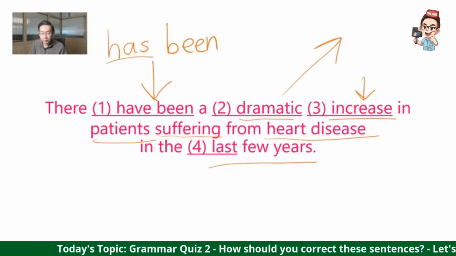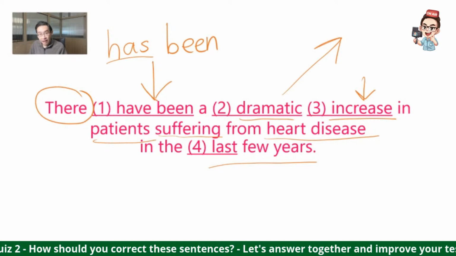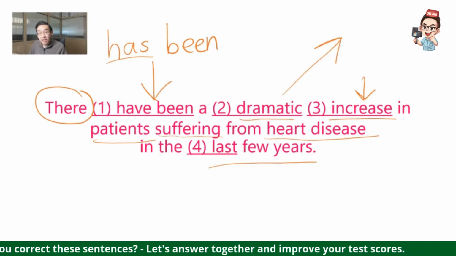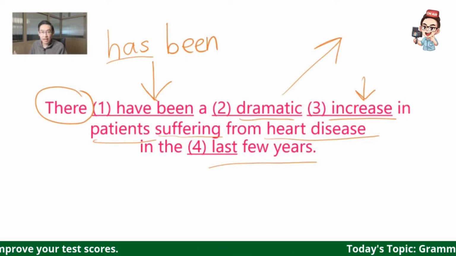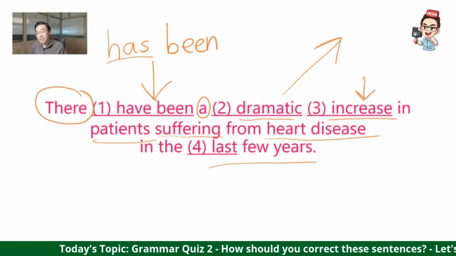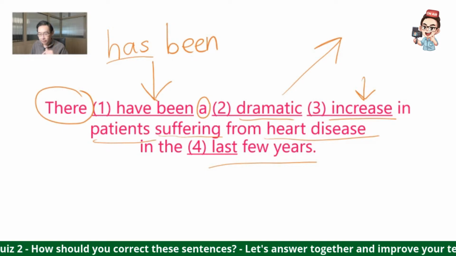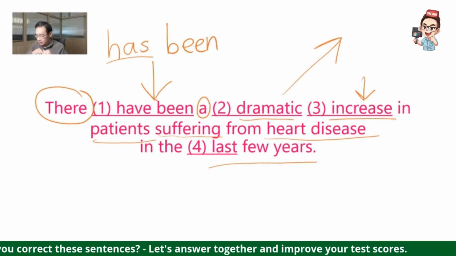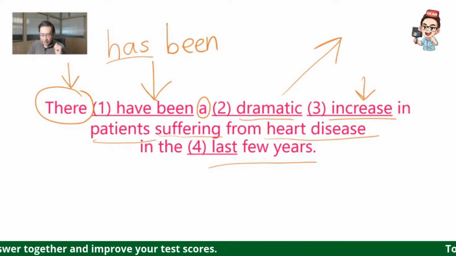Remember when we look at a sentence which starts with a word like there, we need to look at the nearest noun as well, or the nearest pronoun, to see whether it is singular or plural or uncountable. So in this case, it's talking about an increase, a dramatic increase. So it's talking about only one thing, one increase. This is singular.